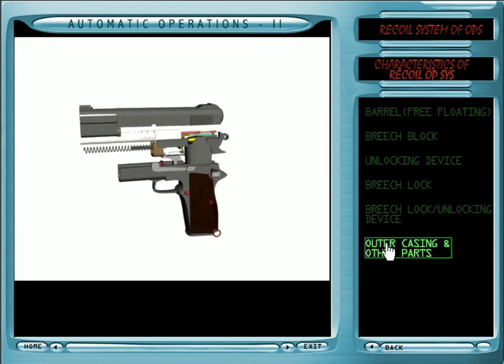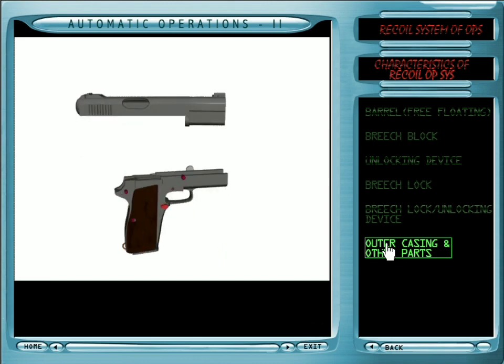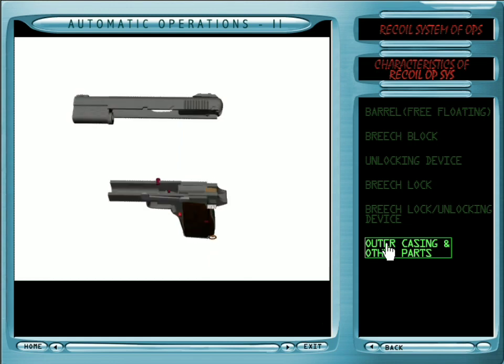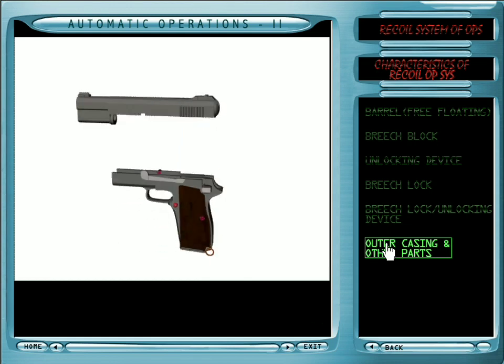Outer casing and other parts. Recoil operated weapons are characterized by a robust outer casing and other parts. This is to ensure that the weapon is strong enough to sustain the wear and tear caused due to recoil in the weapon.